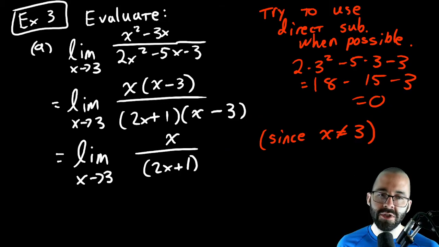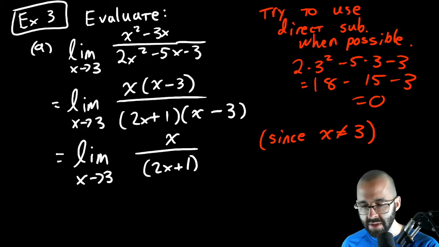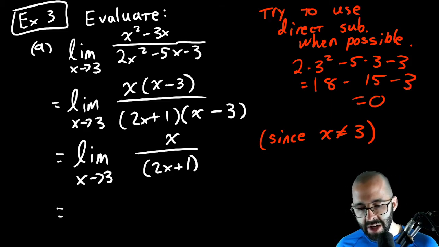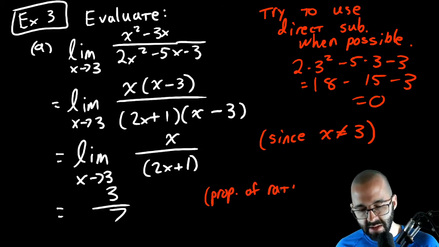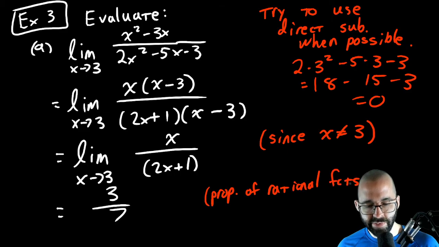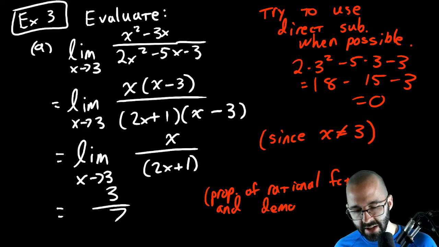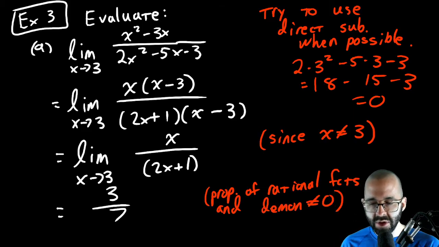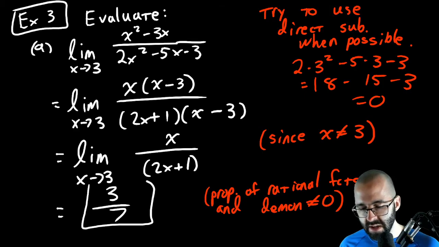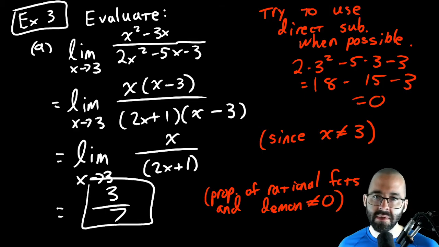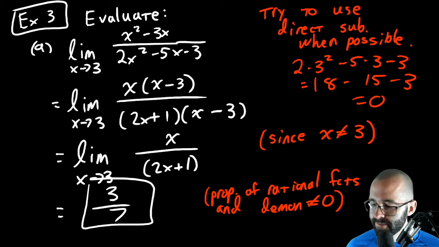And now we have a rational function. Let's try the direct substitution method, as long as the denominator is not equal to 0. So let's try it. If we plug it in, we get 3 divided by 7. Okay, great. Again, you can use, however you want to call it, properties of rational functions. You could call it something else, as long as you explain, and again, the denominator is not equal to 0. However you want to word this explanation, this limit is 3/7. And you could check this with Desmos as well.